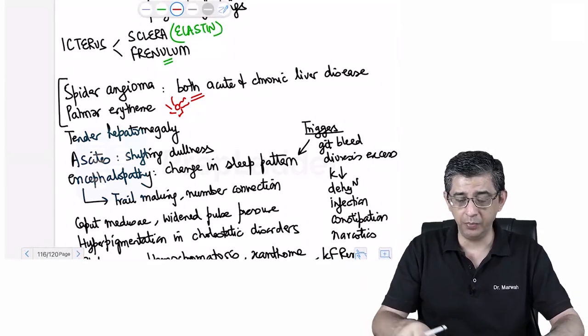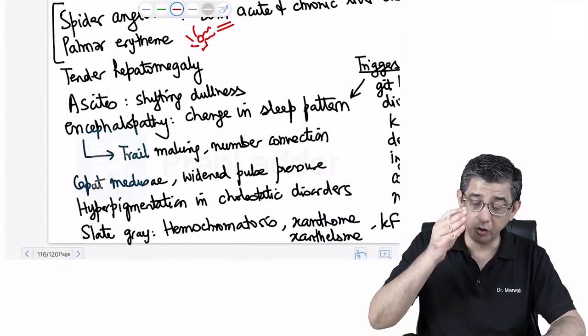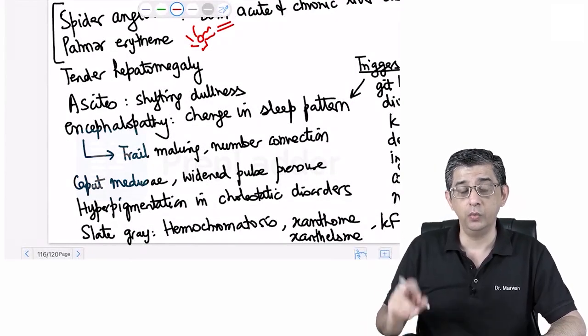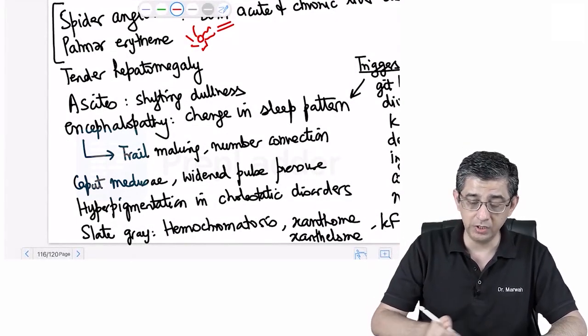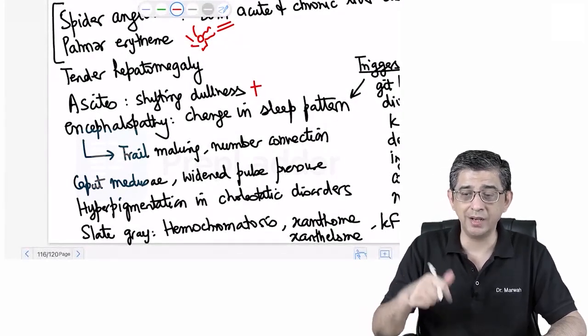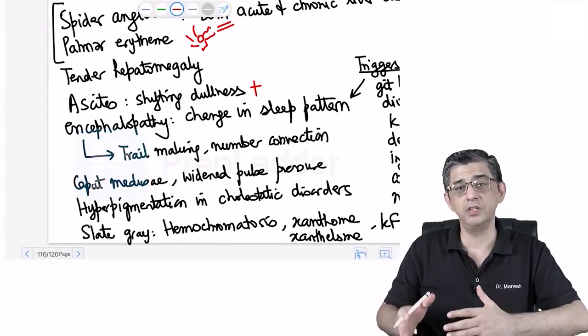The liver span will become bigger, so you would be having a tender hepatomegaly, and subsequently if an acute hepatitis case progresses to chronic, albumin levels will begin to fall. Once the albumin levels begin to fall, you will start having ascites, which can be picked up by shifting dullness. I've described SAAG in the subsequent video, but here I'm just trying to summarize what you are going to see in the patient.